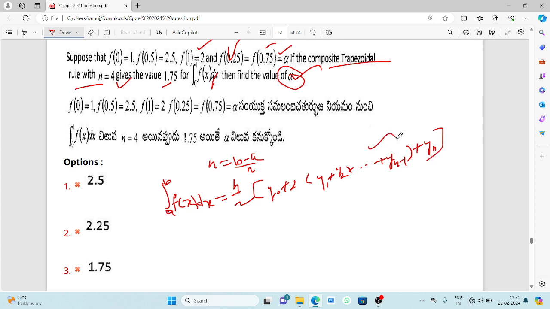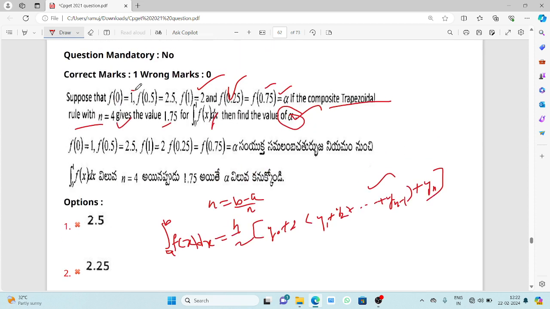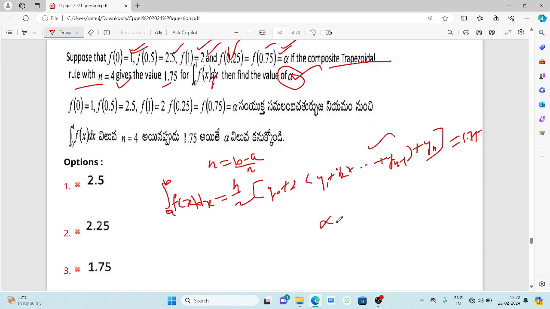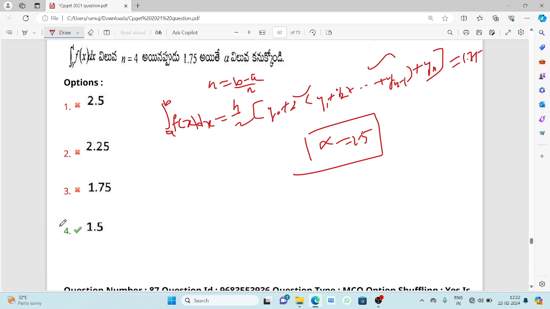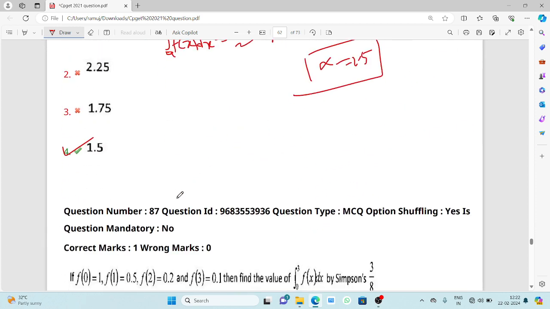If you apply it, in place of y you can take 1; this is the y0 value, this is the y1 value, this is the y2 value, and the y3 and y4 values are alpha. If you substitute those values and equate with the 1.75 we already have, you definitely get the value of alpha as 1.5. You just substitute the values of y0, y1, y2. So that is the correct option for this question.